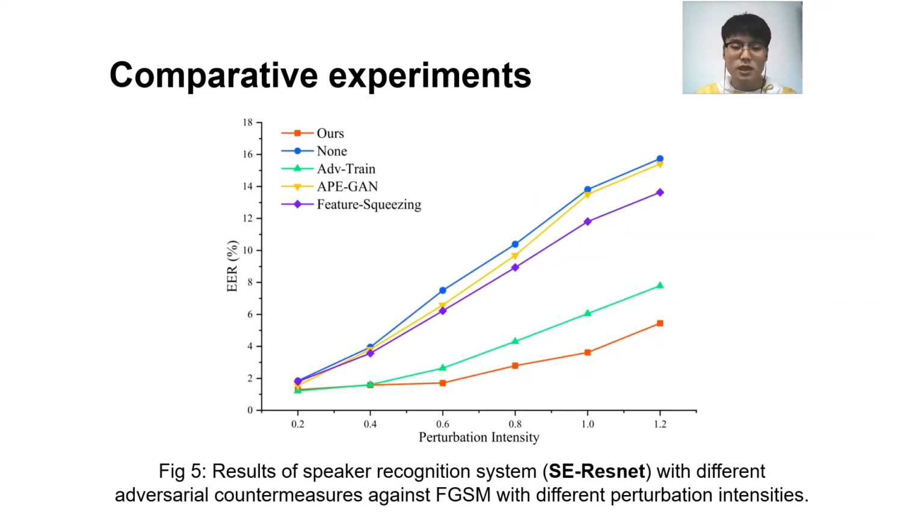The performances of adversarial examples with different perturbation intensities were also evaluated, as shown in Figure 5. While perturbation intensity increases, it is observed that the ER of ASNet is significantly lower than other methods, and this means that ASNet achieves the best performance under different perturbation intensities.